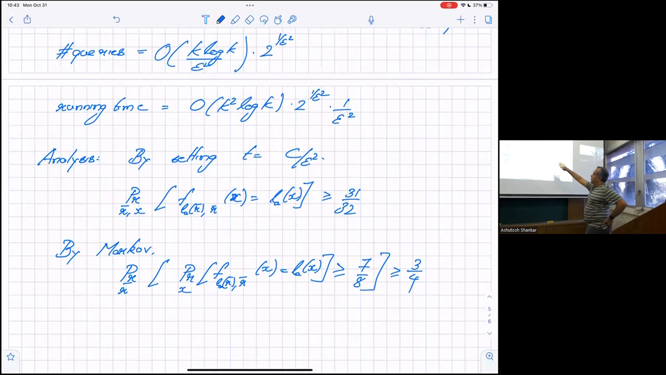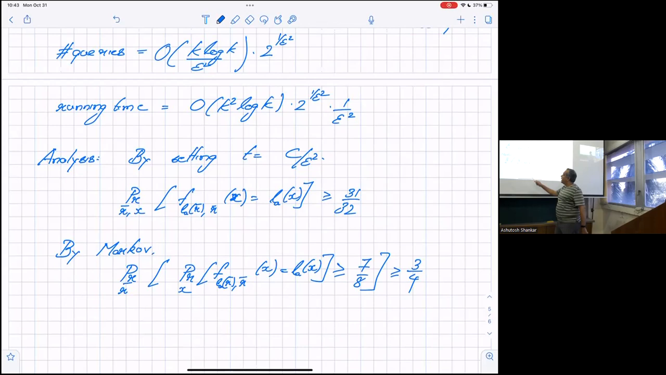That is, this is a random choice of two particular things. For most choices of the outer one, the inner one is at least 7/8. This is a number smaller than 31/32. You can easily check this, the Markov problem with 1 minus p. Yeah, it's an average argument. So you get this. So now what happens?